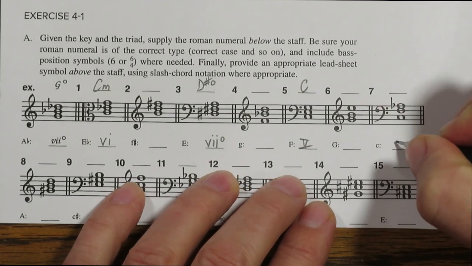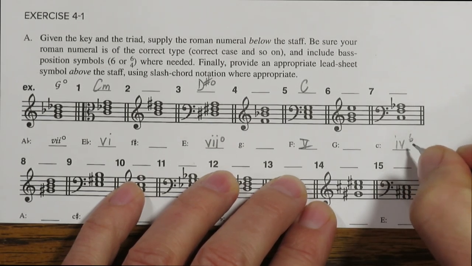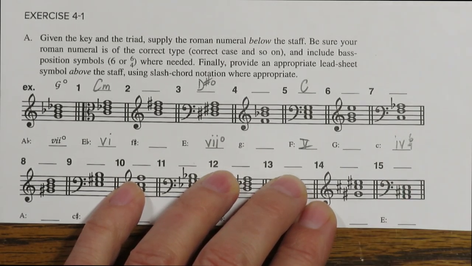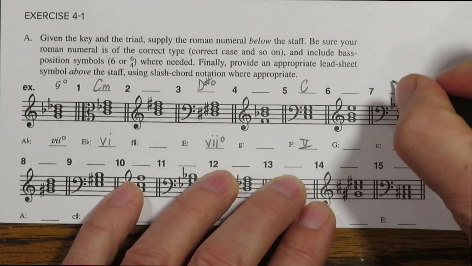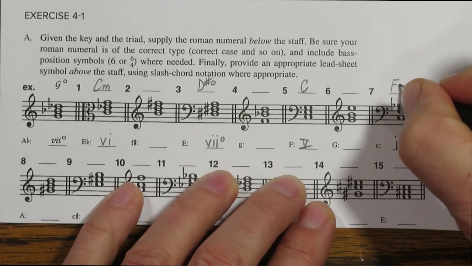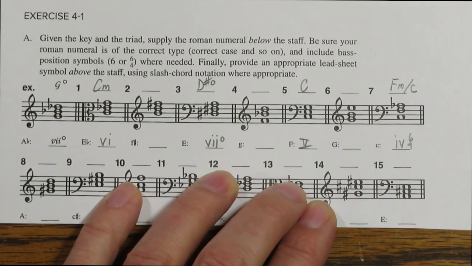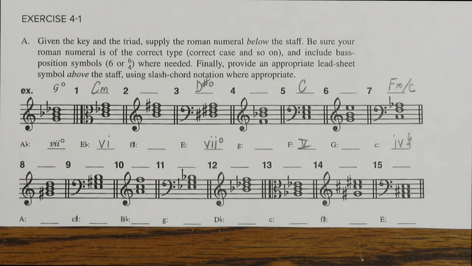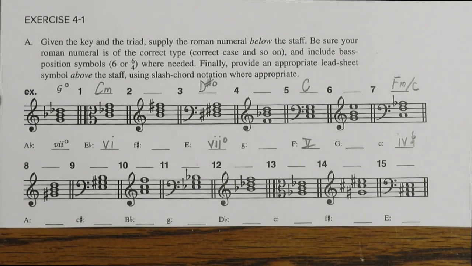Put a minor 4, 6, 4. Okay. So for the lead sheet, I just put F minor over C. Okay. All right. So, number 9.